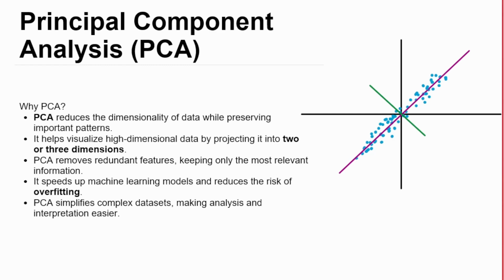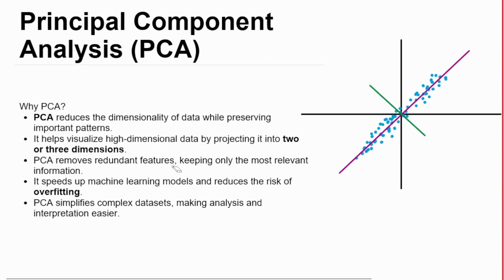Why should we care? Here's why. It helps us visualize high dimensional data by projecting it into 2 or 3 dimensions. By that, it removes redundant features, keeping only the most relevant ones. It speeds up machine learning models and reduces overfitting. And most importantly, it makes complex data easier to interpret.